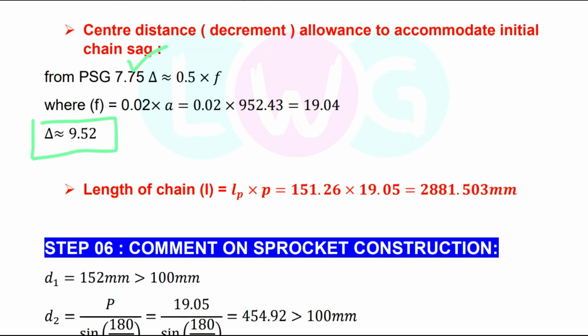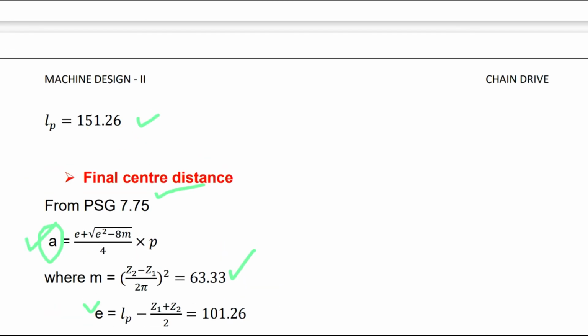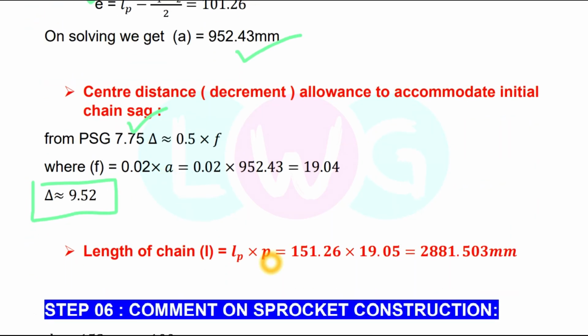Next, finding the length of the chain L. This formula also you will get on PSG page number 7.75. LP into P. LP you found here, 151.26, into P. P is the pitch, 19.05. After substituting, you get 2881.503 mm. This will be the length of chain.